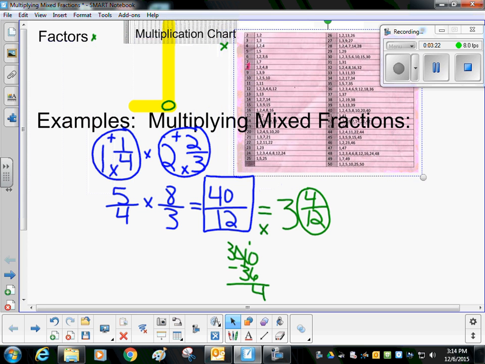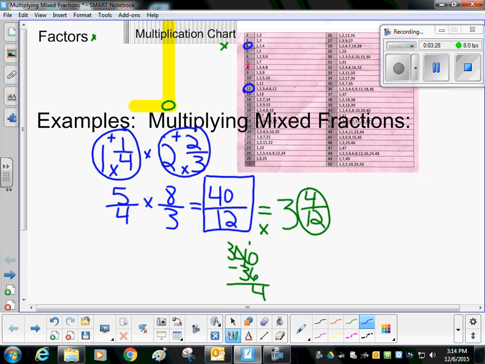And I look at 4, and I look at 12. And I note what do they have in common? Well, they have 1 in common, 2 in common, and a 4 in common. So I'm going to grab my greatest common factor, which in this case is 4. And so therefore I can divide my numerator by 4 and my denominator by 4.